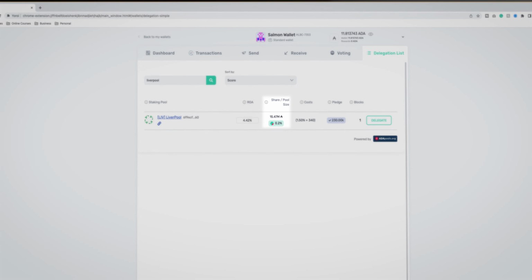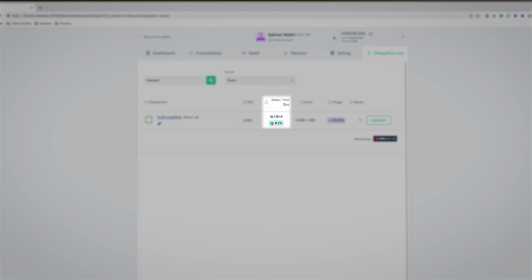Next is the share or pool size. This is a representative percentage of how much of the total supply of ADA is staked in that particular pool. ADA has a total supply of 45 billion, with every staking pool on Cardano network having a staking limit of 64 million. So this number will rarely read more than 1%.